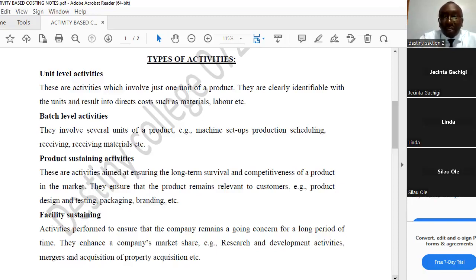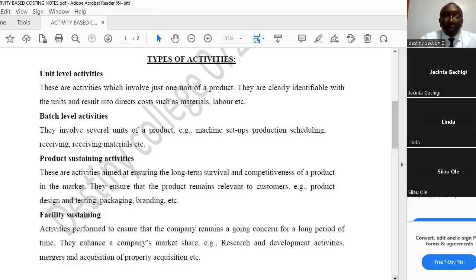Issues of packaging, the way you have packaged yourself. You see, like now, today, I'm in a tie. I don't think you people have ever seen me in a tie, or it's very rare that you see me in a tie. Now, the way I have packaged myself today, I may look different compared with the other days when I am in a t-shirt. So the way you package yourself determines your value. The branding, how you brand yourself, the issue of design and testing, those are supposed to sustain the product.